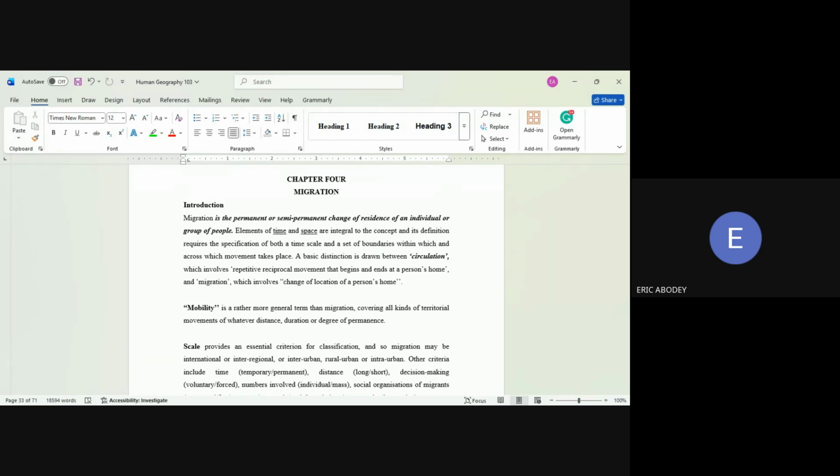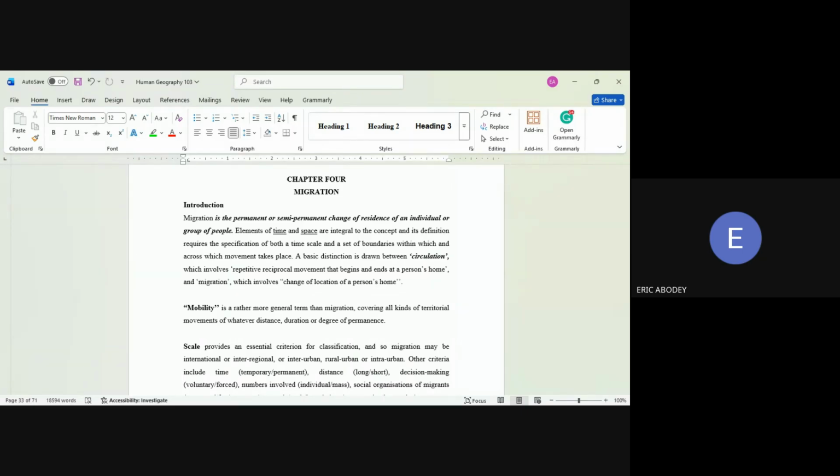So migration is the permanent or semi-permanent change of residence of an individual or a group of people. Elements of time and space are integral. Remember, like I talked about population, I said when you are defining population, time is of essence. Likewise, when defining migration, time and space are also key issues you need to consider. Now, a basic distinction is drawn between circulation and migration.